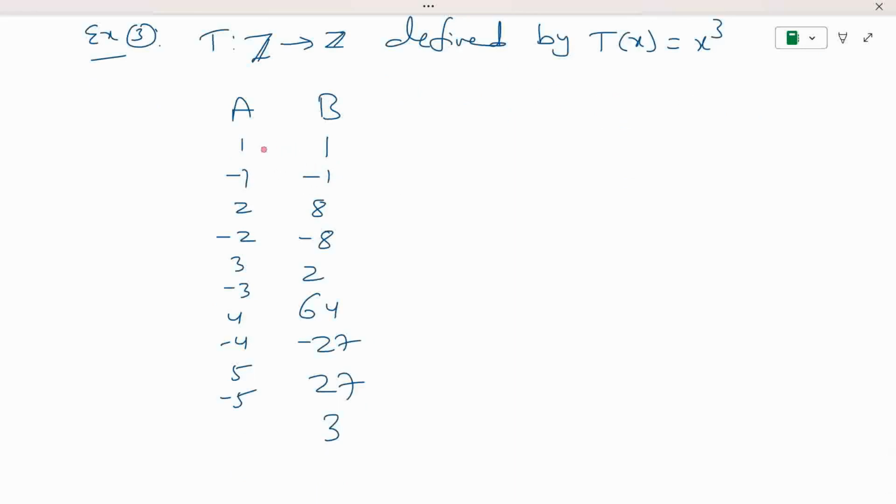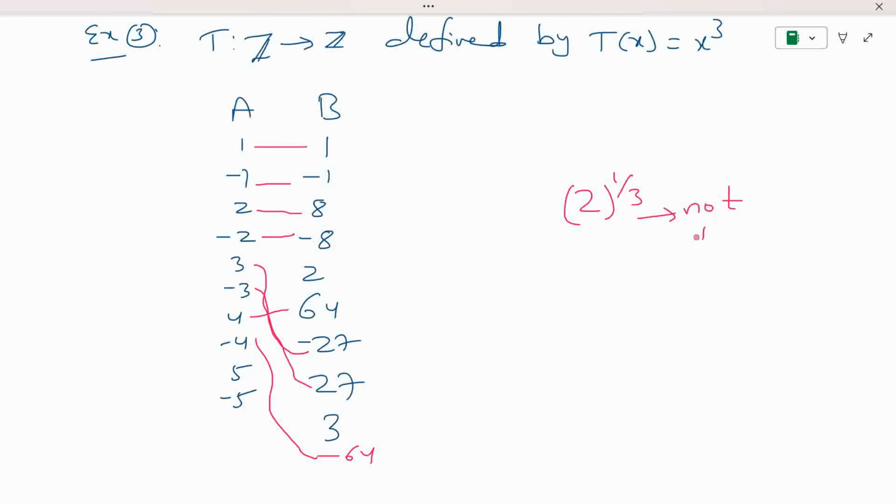Now if we see here, 1 cube is 1, minus 1 cube is minus 1, 2 cube is 8, minus 2 cube is minus 8, 3 cube is 27, minus 3 cube is minus 27, 4 cube is 64, minus 4 cube will be minus 64. But if you perform 2 power 1 by 3, then this is not an integer. So straight away we can say that it is not surjective.